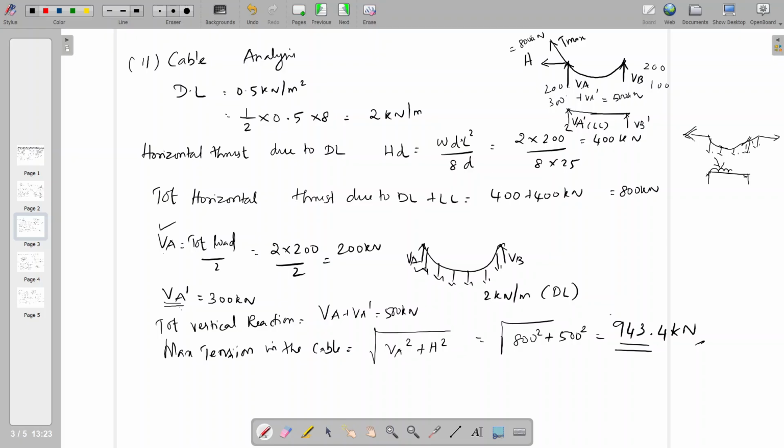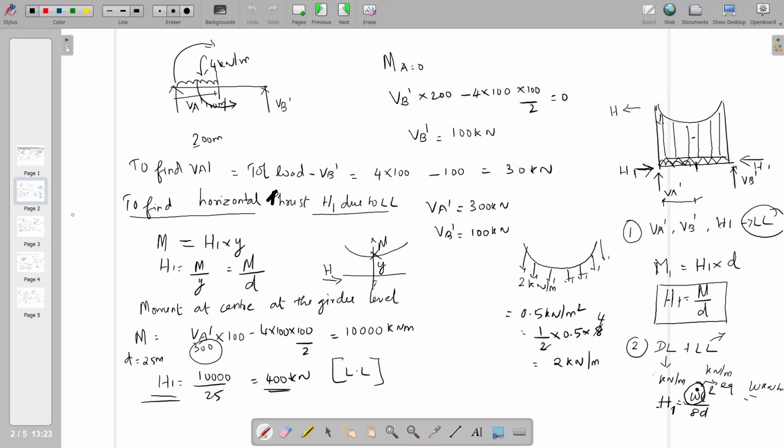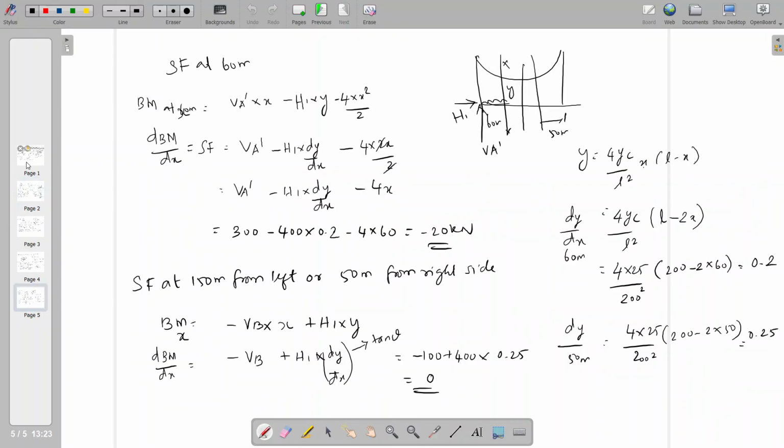maximum tension in the cable and the reactions at the girder level. So practice this problem and you will understand the difference between the live load, which is acting on the girder, and the dead load, which is not acting on the girder. Dead load is the weight of the cables. The suspender cable is the dead load, hence it is acting as a UDL profile along the cable line. At the girder level, you deal only with the live load. At the cable level, you sum up the dead load and live load for the overall reactions. Thank you.